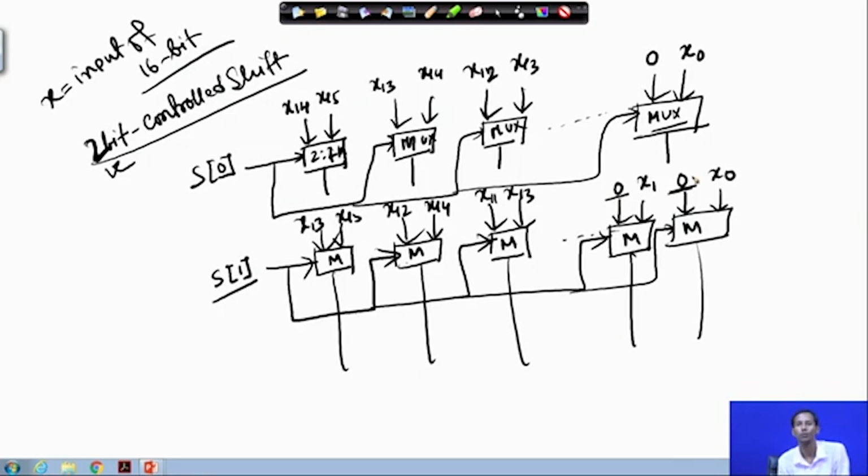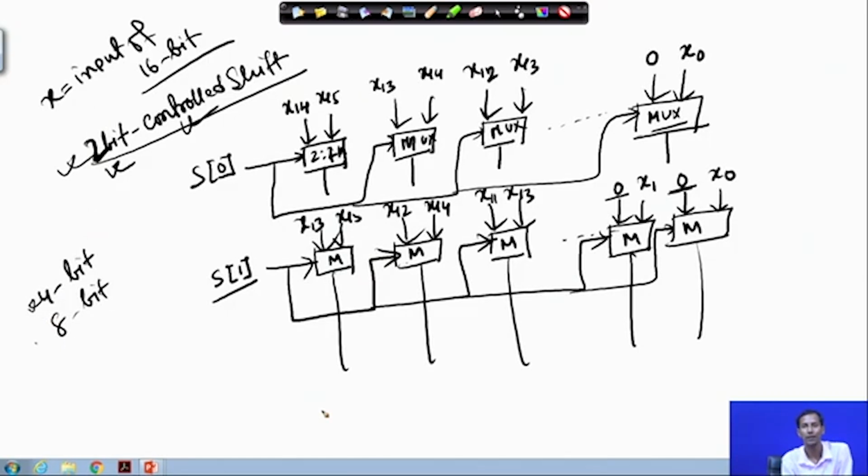these 2 zeros will be padded at the LSB position. The same thing if I need 4 bit control shift operation: at that time 4 zeros will be added. For 8 bit operation, the 8 LSB positions will be padded with 0. So, this is for 1 bit, 2 bit, 4 bit and 8 bit.